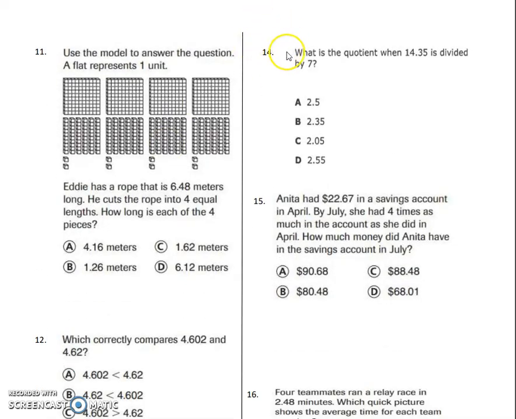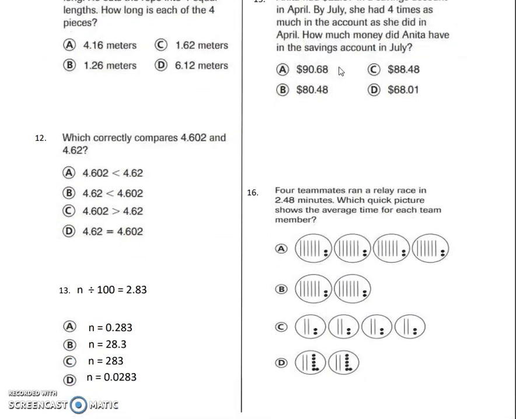Question 14. What is the quotient when 14.35 is divided by 7? Pause the recording to work the problem.